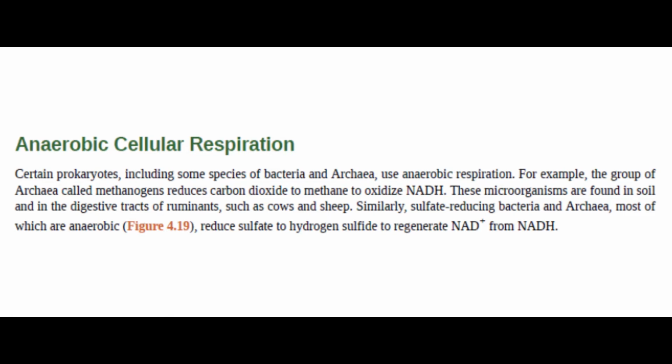Anaerobic cellular respiration. Certain prokaryotes, including some species of bacteria and archaea, use anaerobic respiration. For example, the group of archaea called methanogens reduce carbon dioxide to methane to oxidize NADH. These microorganisms are found in soil and in the digestive tracts of ruminants such as cows and sheep. Similarly, sulfate-reducing bacteria and archaea, most of which are anaerobic, reduce sulfate to hydrogen sulfide to regenerate NAD+ from NADH.